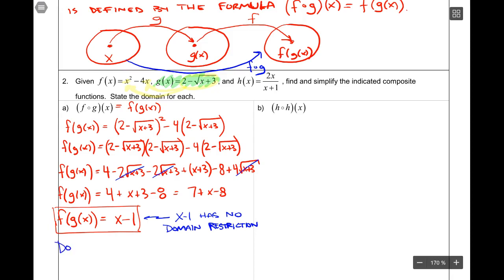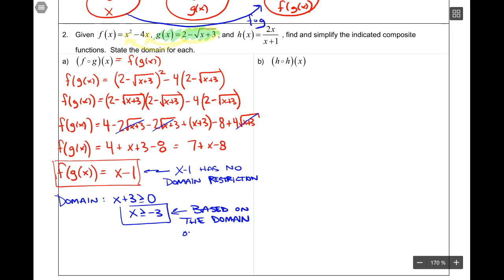So the domain of this is going to have to be x plus 3 is greater than or equal to 0. That means x is greater than or equal to negative 3. And that is based on the domain of the input function g of x.